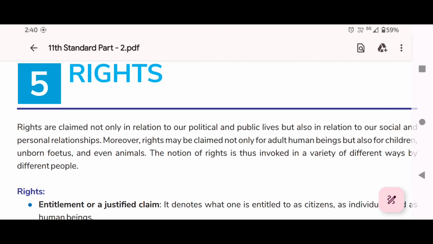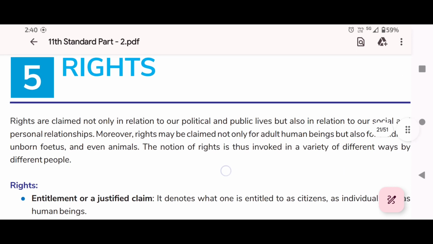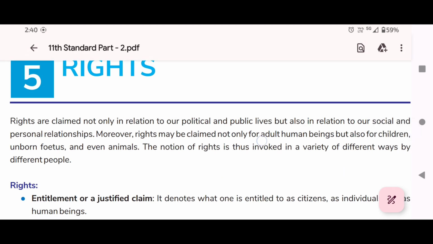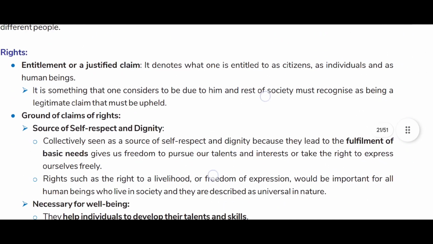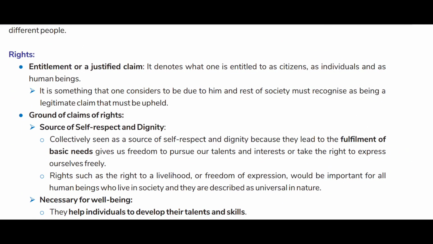Rights are claimed not only in relation to our political and public lives, but also in relation to our social and personal relationships. Moreover, rights may be claimed not only for adult human beings, but also for children, unborn fetus, and even animals. The notion of the right is thus invoked in a variety of different ways by different people. Rights: entitlement, or a justified claim.